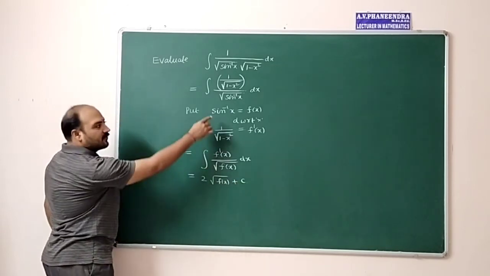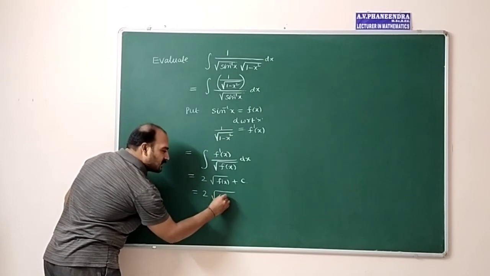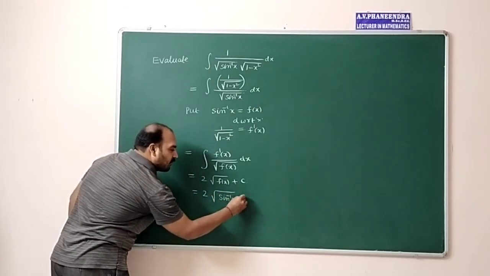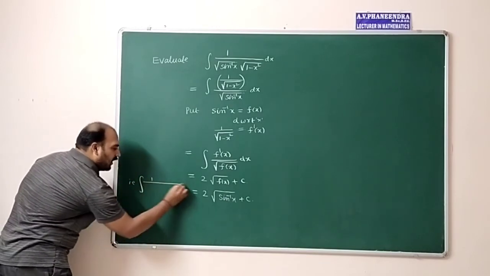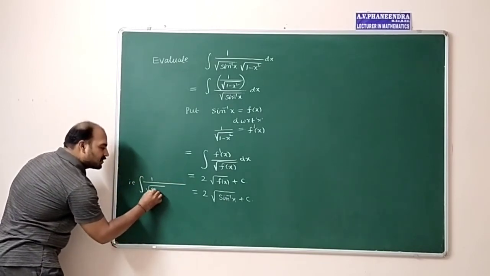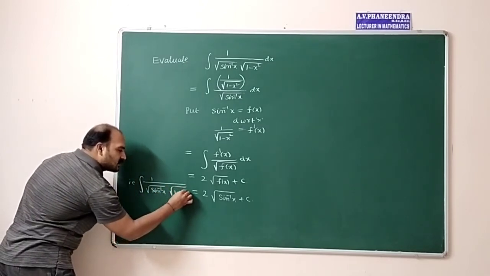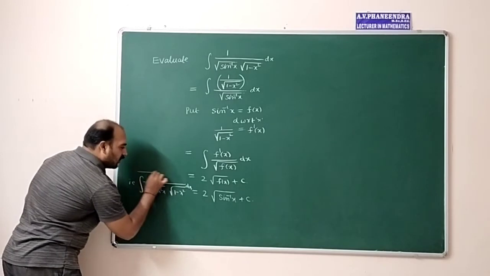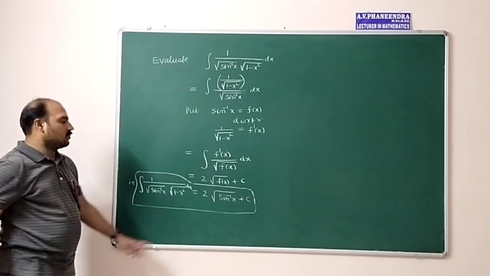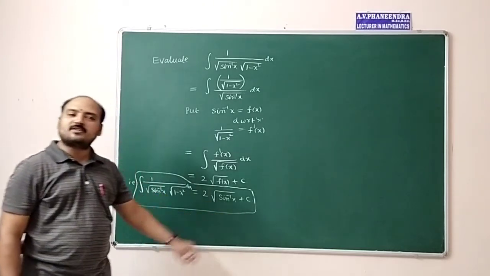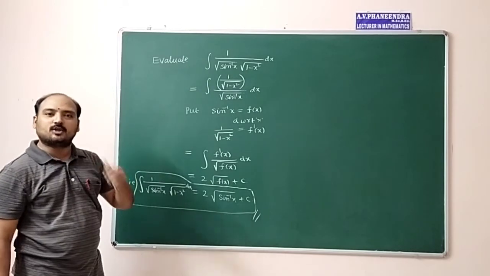Now in place of f of x, again you have to replace it, giving 2 into root sin inverse x plus c. That is, integral 1 by square root of sin inverse x into square root of 1 minus x square into dx is equal to 2 into square root of sin inverse x plus c. Like this, you have to apply the result.